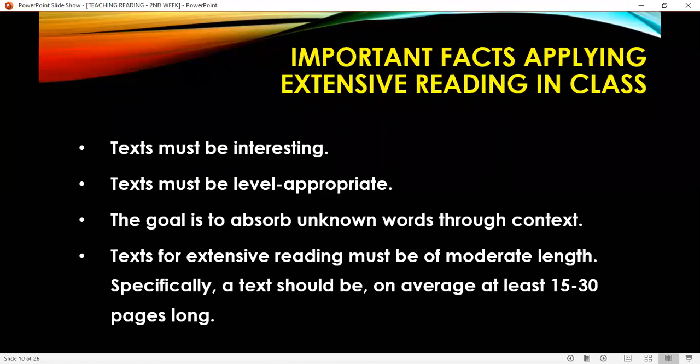Texts for extensive reading must be of moderate length, as I told you. Maybe a student wants to read a book of 300 pages. It's too long. So the teacher must guide the student. Specifically, a text should be on average at least 15 or 30 pages long.